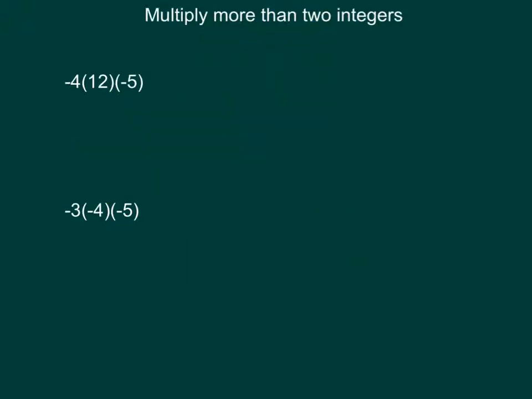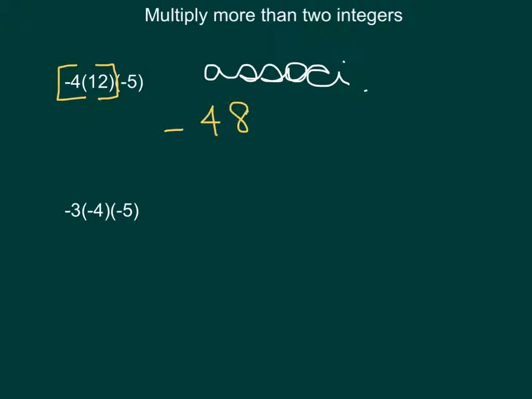So when we're multiplying integers, we can also multiply more than two integers at a time. There's two different ways that you can do this. You can use the associative property or the commutative property to find your answer. So we're going to start out with the associative property here. And if we're using that, remember that the associative property is grouping. So we're going to group these together first. So -4 times positive 12 is a -48. And then we still have our -5. And then if we continue through with that, then we get a positive 240.